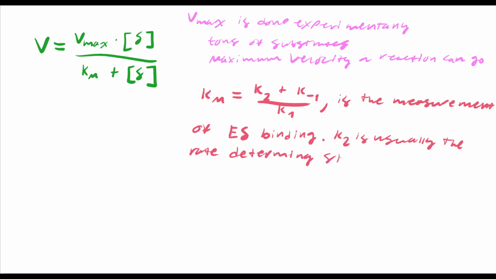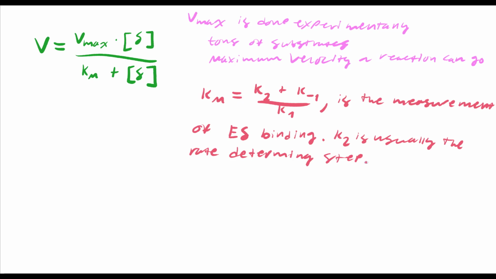You remember K2 was between ES and the product. So how fast does the enzyme and the substrate break apart to make the product? If you find out how long that takes, that's usually the longest step, aka the rate determining step. Okay? So there we go. Hopefully that makes sense to you.